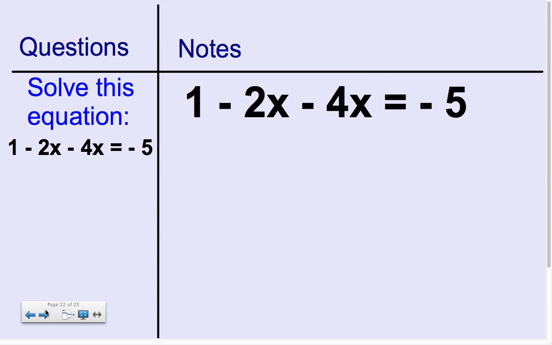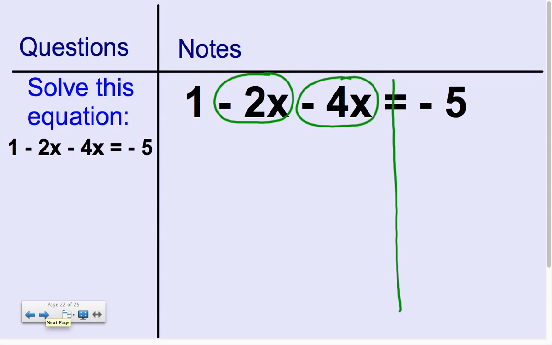Third example, 1 minus 2x minus 4x equals negative 5. Draw my train tracks. Same side like terms. I've got a negative 2 and a negative 4. Negative 2 and negative 4 make negative 6x. Bring the 1 down, bring the negative 5 down.